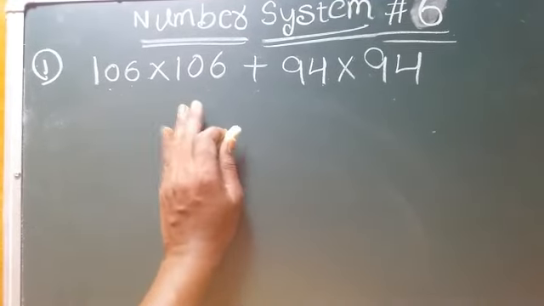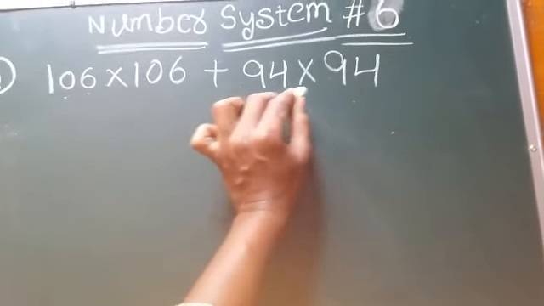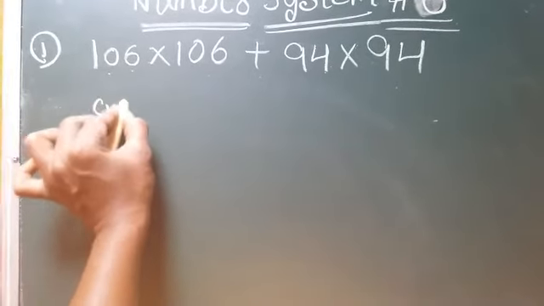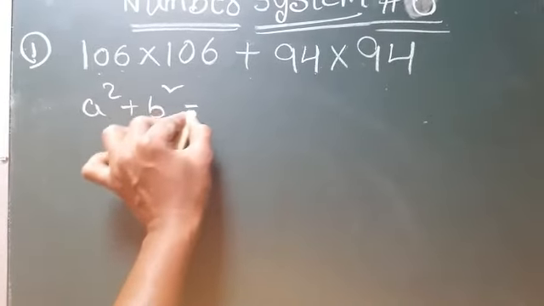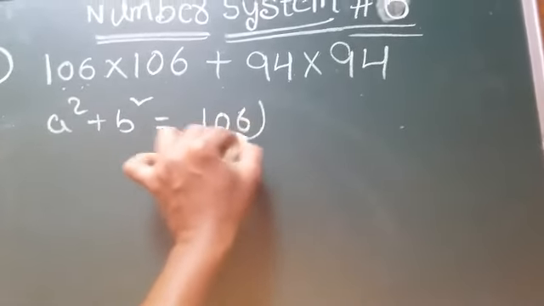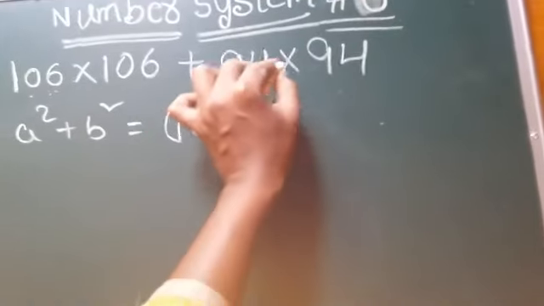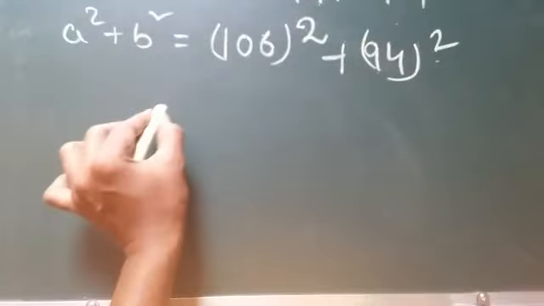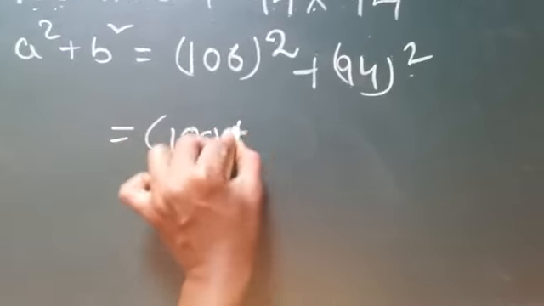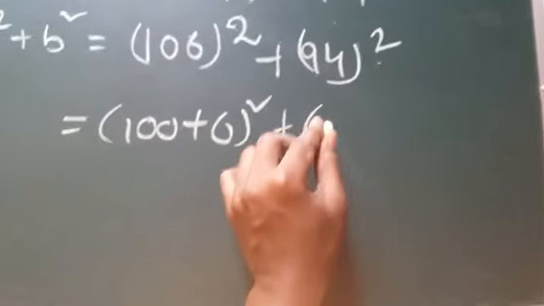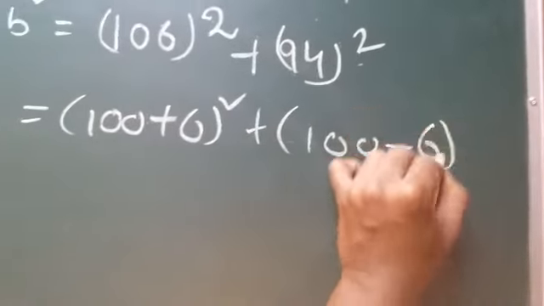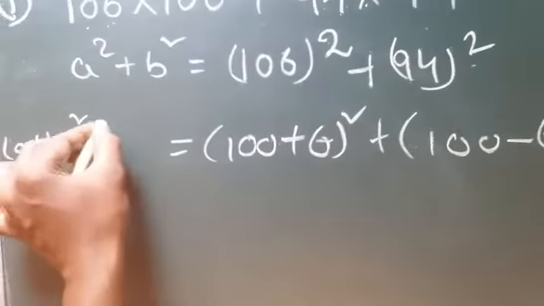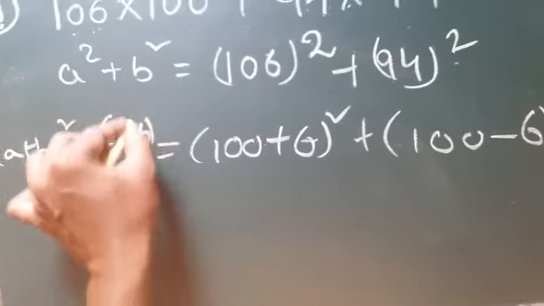See the first one of this video: 106 into 106 plus 94 into 94. The question is in the form of a square plus b square. That means 106 into 106 can be written as 106 whole square, and 94 into 94 can be written as 94 whole square. We can rewrite it as (100 plus 6) whole square, and (100 minus 6) whole square. And again this is in the form of (a plus b) whole square plus (a minus b) whole square.